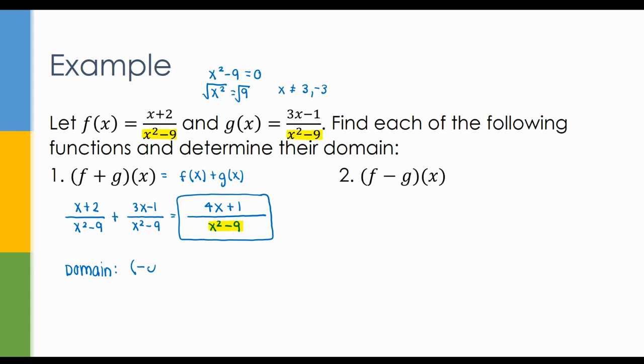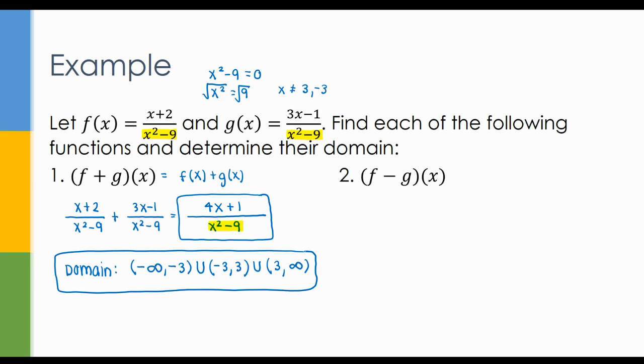So that means that any other number is going to work. I can go from negative infinity up to negative 3, but I cannot include negative 3. Then I can go to the right of negative 3 up to positive 3, but I cannot include that one. And then I can keep going to the right of positive 3 all the way up to positive infinity. So here is the domain.